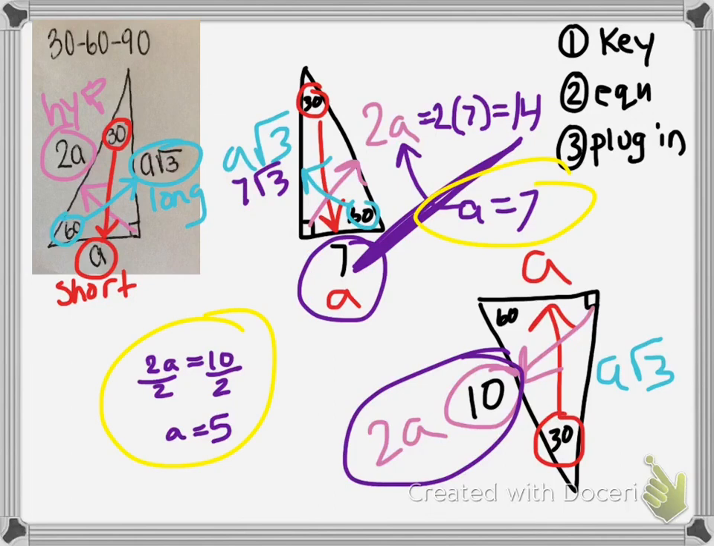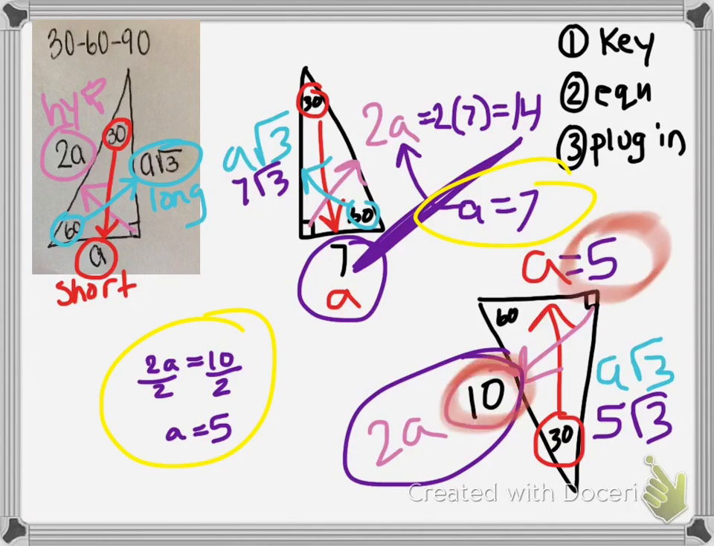Now, once we have a equals 5, we do the same thing. We go back to our sides. We say, okay, what's a? 5. What's a? 5. And now we have our side lengths. The 3 side lengths on this triangle, get a highlighter here, are 5, 10, and 5 root 3. We knew the 10, we found the side lengths of 5 and 5 root 3.